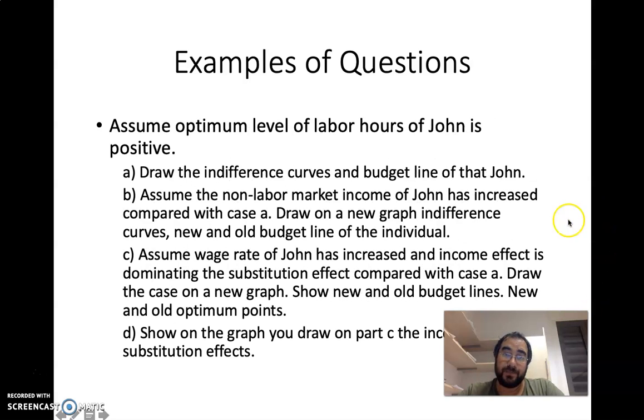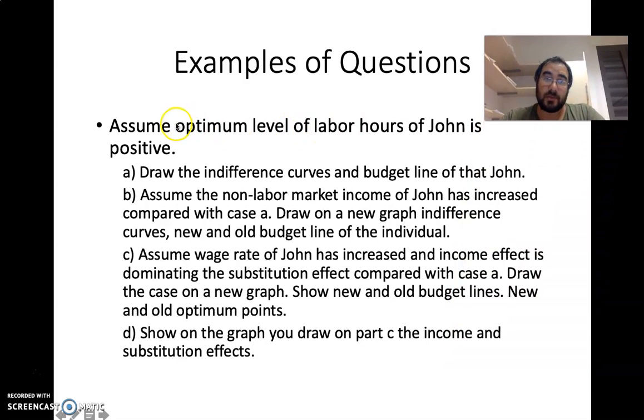Draw indifference curves and budget line of John. Optimum: assume the optimal level of labor hours of John is positive. It could be 0, if John would prefer not to work, but if it is positive, draw indifference curves and the budget line of John.